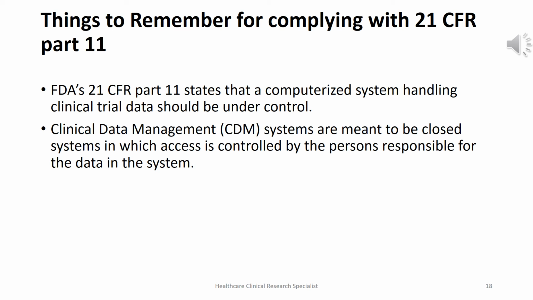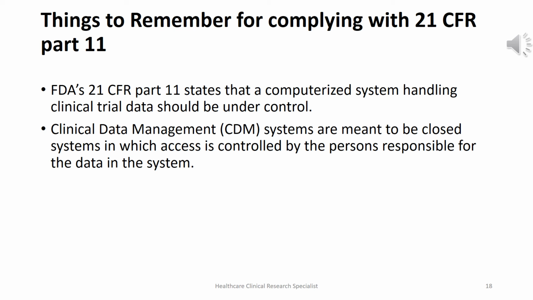So I hope you've had a chance to take a look at 21 CFR Part 11, just an 8 or 9 page document on the FDA website. FDA's 21 CFR Part 11 states that a computerized system handling clinical trial data should be under control. In other words, user access should be tightly controlled. We need to know who has access, when they have access, and what elements of our computerized system they have access to. Clinical data management systems are meant to be closed systems in which access is controlled by the persons responsible for the data in that system.